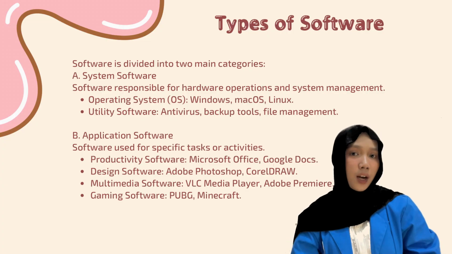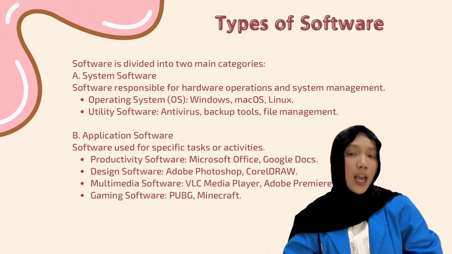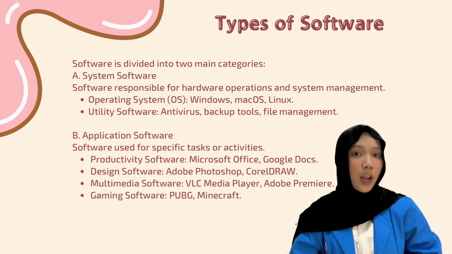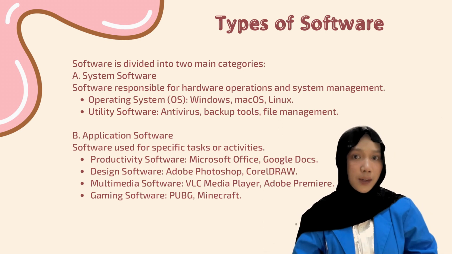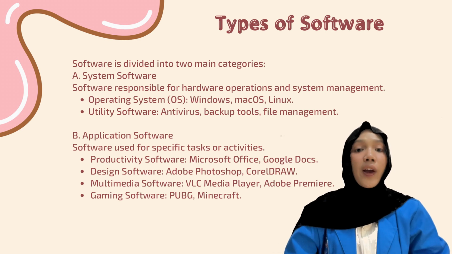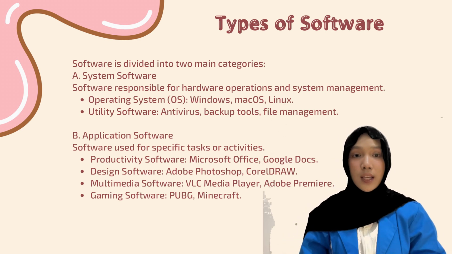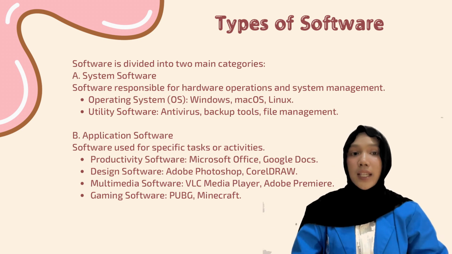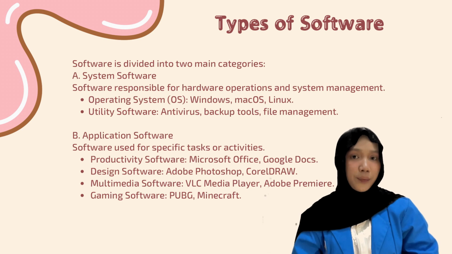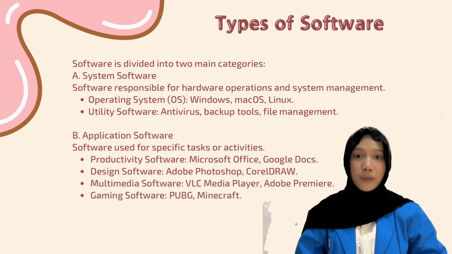Types of software. Software is divided into two main categories. A. System software. Software responsible for hardware operation and system management. Operating system, OS: Windows, macOS, Linux. Utility software: antivirus, backup tools, file management. B. Application software. Software used for specific tasks or activities.